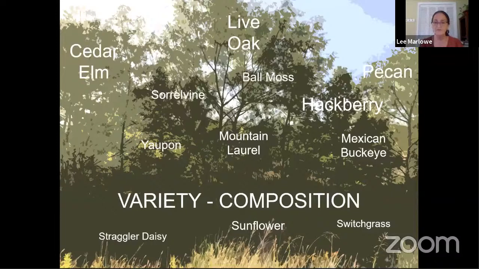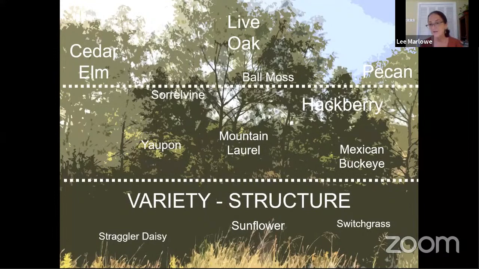Another way to achieve variety is through structural diversity or structural variety. In this case, we've got some species up in the canopy layer, the upper layer, tree species. We've got some understory species and shrubs in the midstory. And then we've got some ground cover.